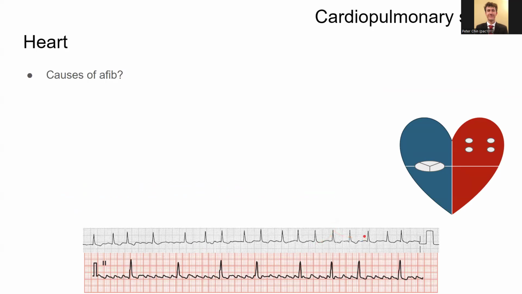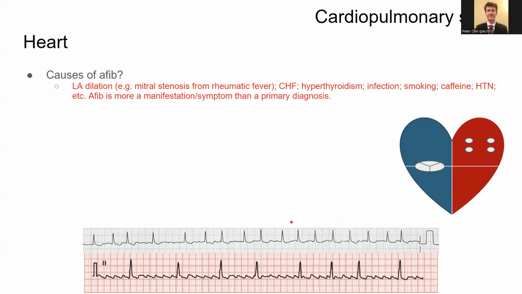So first things first, we're going to start with some causes of AFib. This is pretty high yield, and it's a lot of causes. It could be left atrial dilation. So someone could have a long-standing history of mitral stenosis from rheumatic fever, or it could be congestive heart failure. Hyperthyroidism is another cause. Infection, smoking, caffeine, hypertension, and so on and so forth. But in general, it's nice to keep in the back of your mind that AFib is more a manifestation or a symptom of something underlying than it is a primary diagnosis. Obviously, you would still manage the AFib, but if there's an underlying diagnosis, you want to find that and treat it as well.